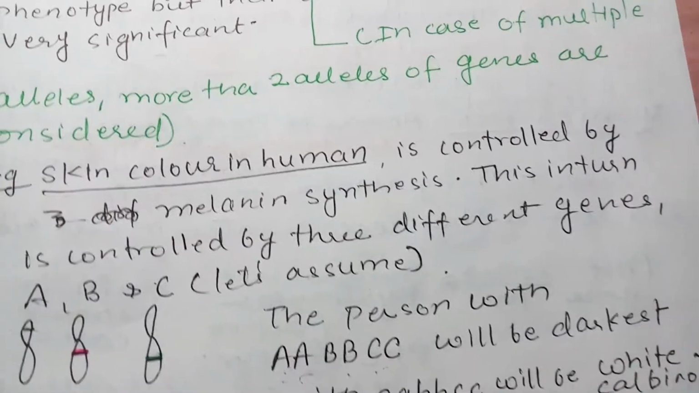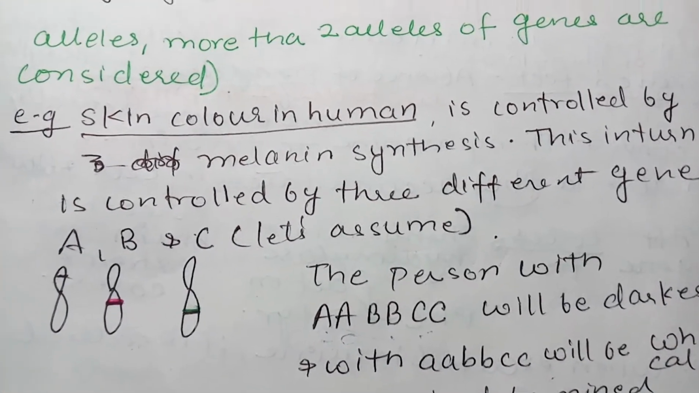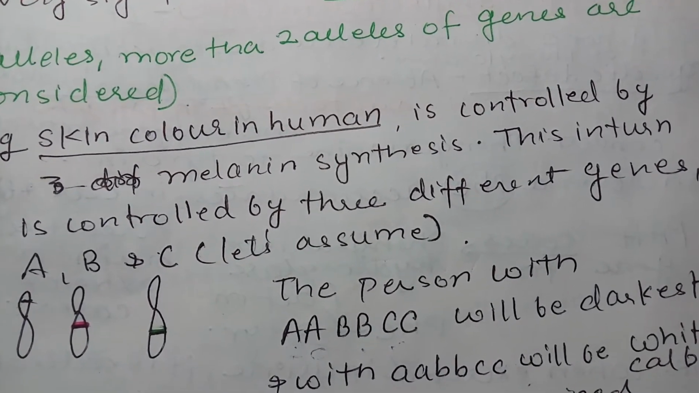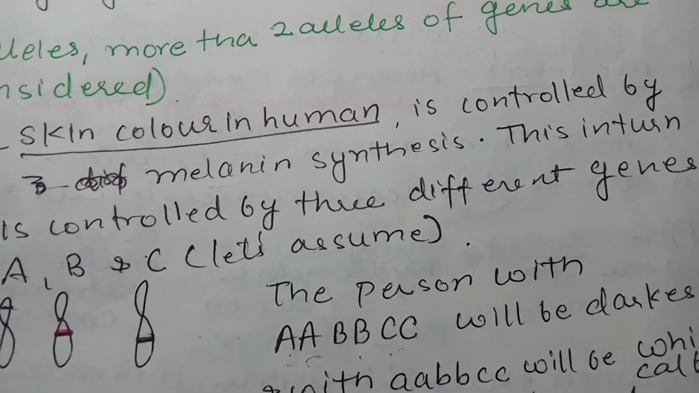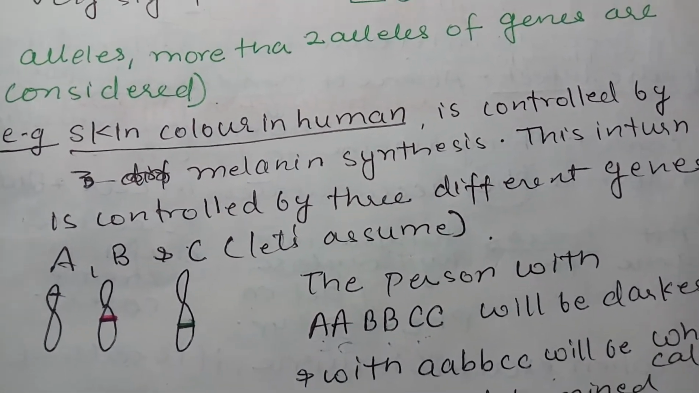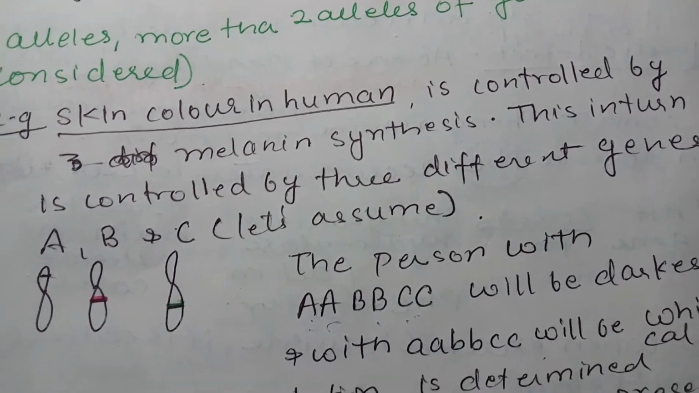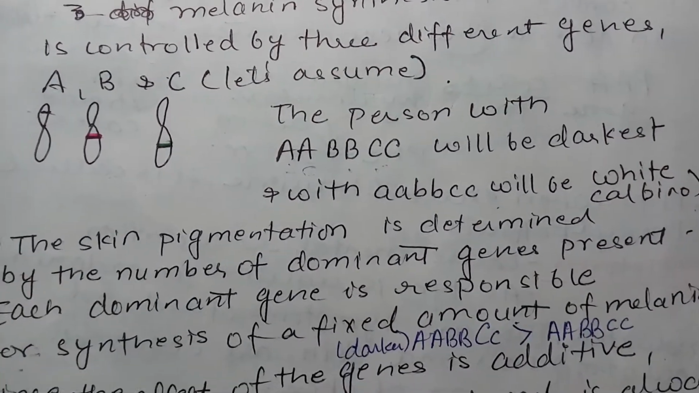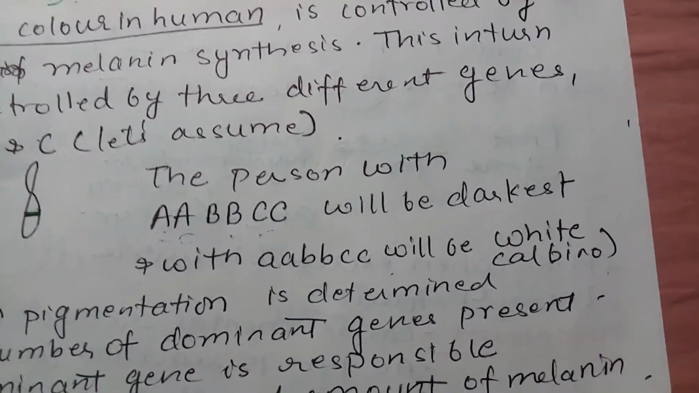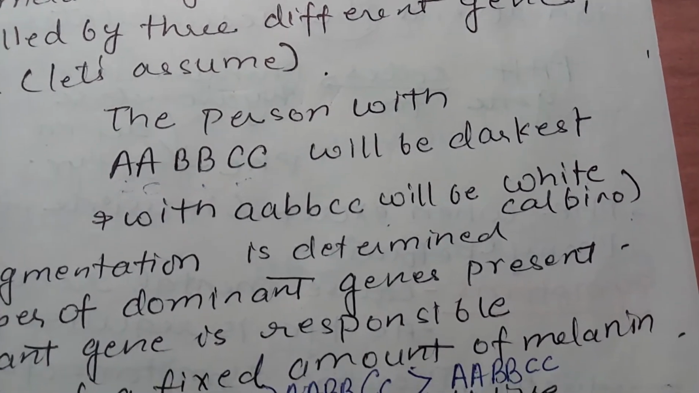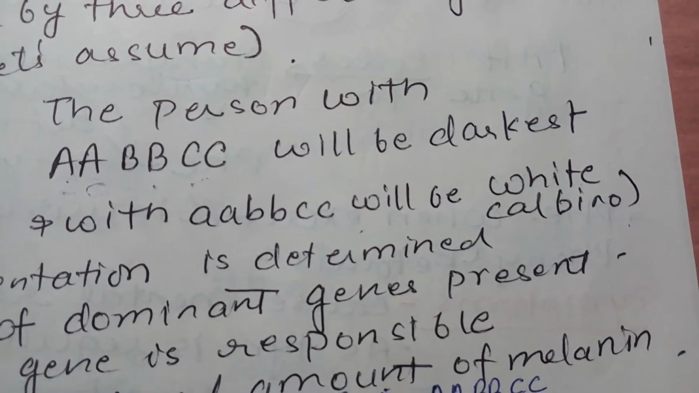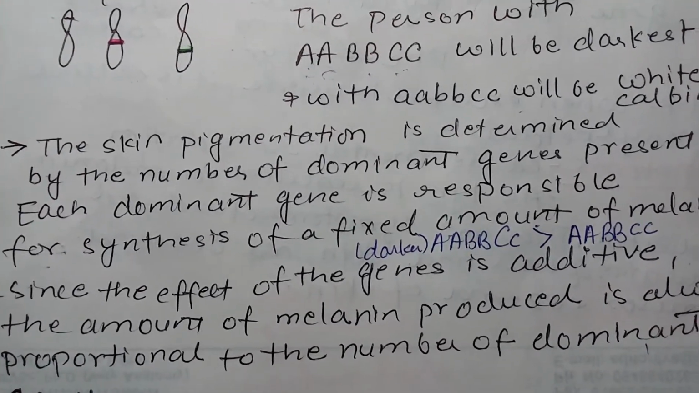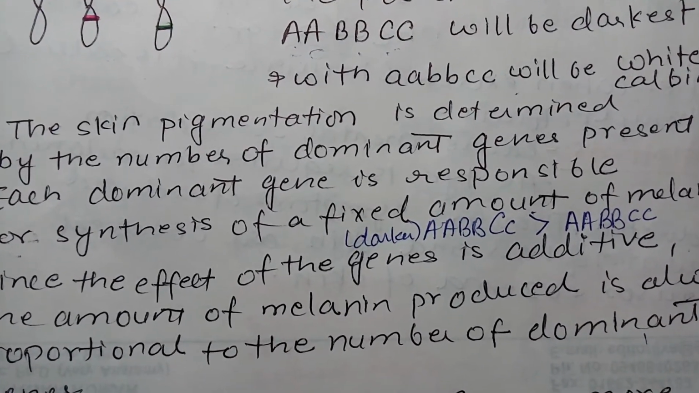Let's discuss this example and see this under polygenic inheritance. We can study the example of skin color in humans, which is controlled by melanin synthesis. Now it is a pigment. The synthesis of melanin is controlled by three different genes. Let's assume A, B and C, and they're located on different chromosomes. So the person with dominant A, B, C will be the darkest, and with the recessive alleles a, b, c, it will be white, or we say albino. The skin pigmentation is determined by the number of dominant genes present.